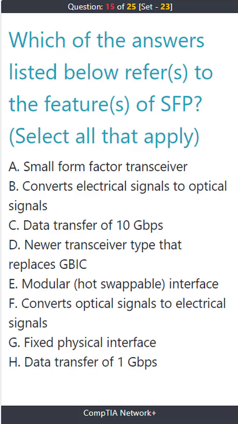Question 15. Which of the answers listed below refer to the features of SFP? Select all that apply. A. Small form factor transceiver. B. Converts electrical signals to optical signals. C. Data transfer of 10 Gbps. D. Newer transceiver type that replaces GBIC. E. Modular, hot swappable interface. F. Converts optical signals to electrical signals. G. Fixed physical interface. H. Data transfer of 1 Gbps.